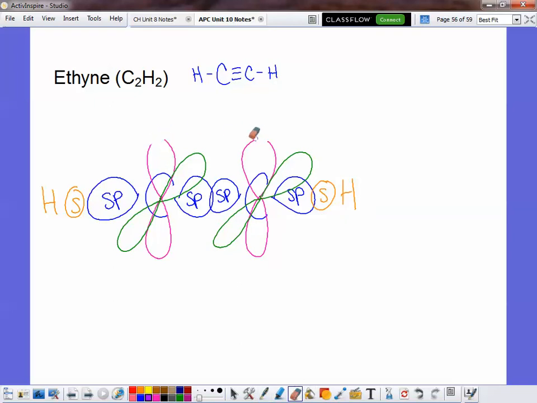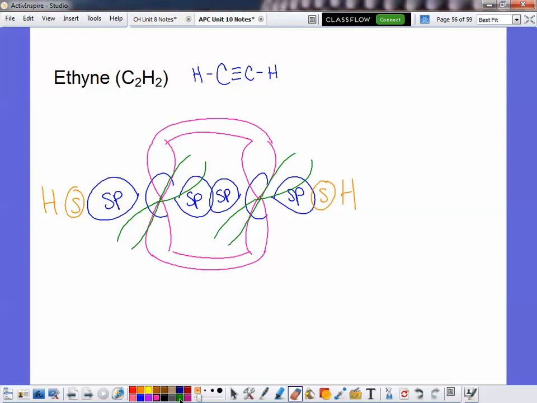So let me draw the overlap of the ones I drew in pink. So sideways overlap here. And then for my green, sideways overlap here. So that's why it's better to watch me as I draw this, because looking back, you're like, what in the world's going on? But if you actually watch the video as I'm drawing this, it makes a little bit more sense.